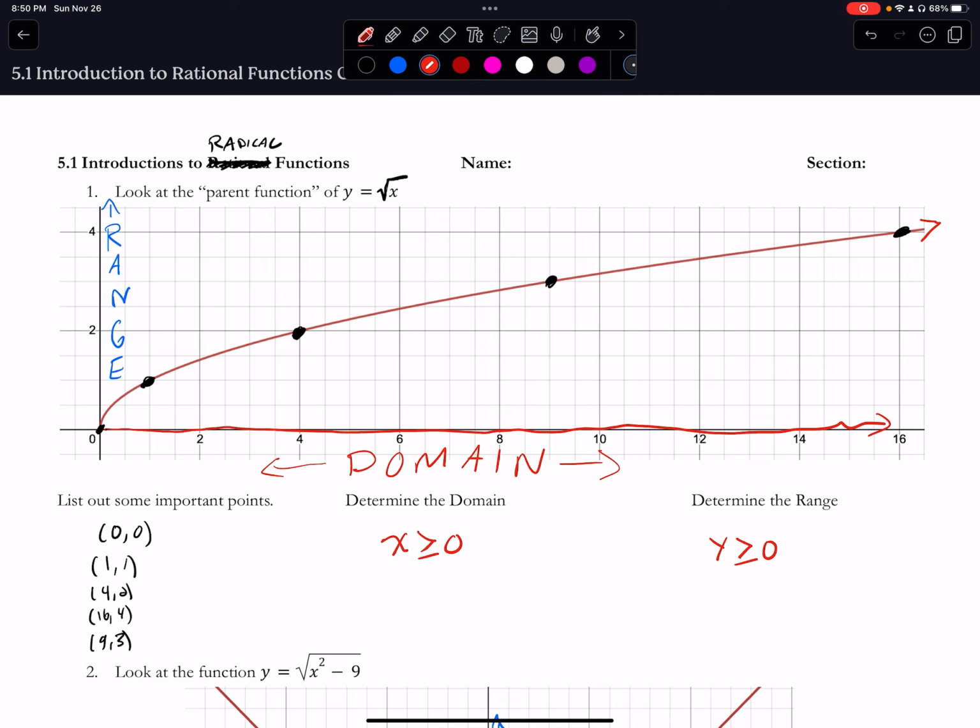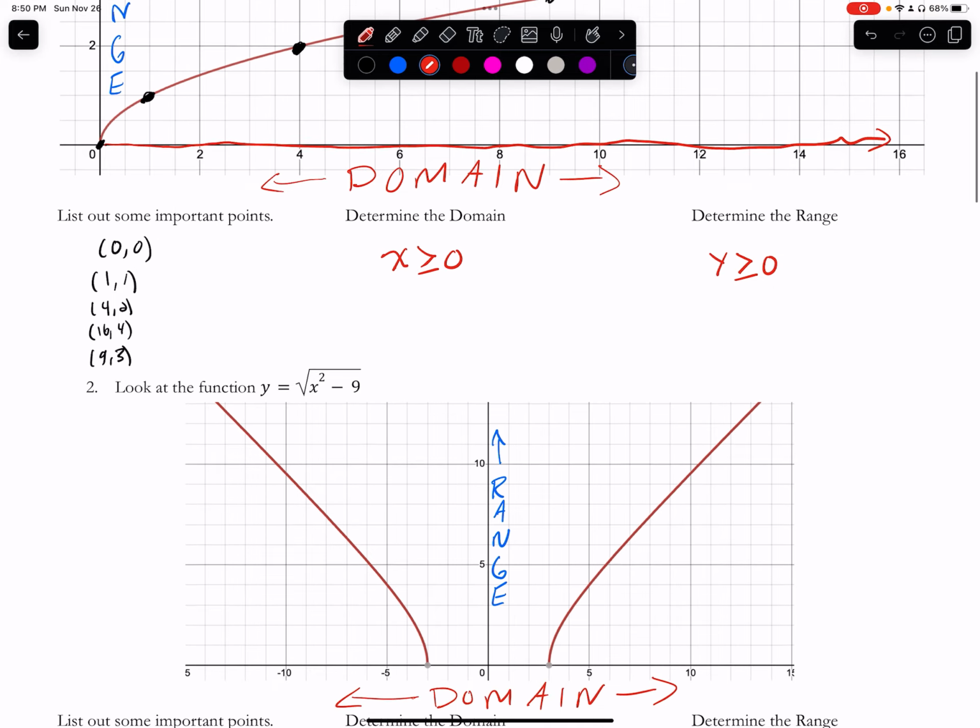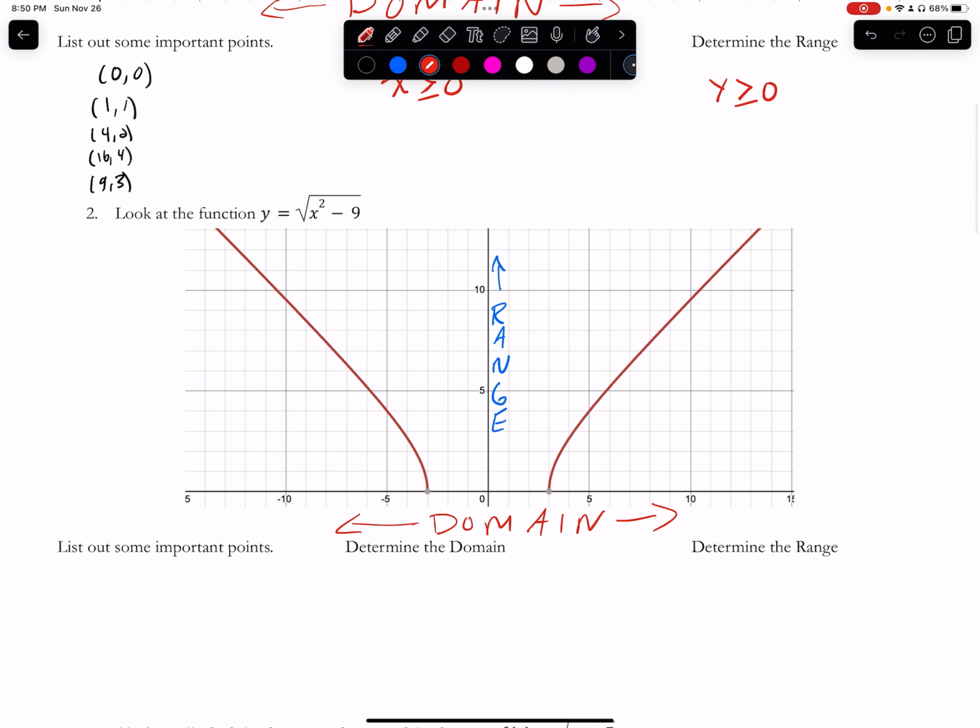Now let's look at something else. The next function here. If we look at the function right here, y equals the square root of x squared minus 9. So let's list out some important points here. Some important points would be (-3, 0) and then another one over here would be (3, 0). These are two very important points because it's where the graph hits the axis. And you notice the graph doesn't really exist in the middle, in between the two branches of the graph here. The graph doesn't exist between here.